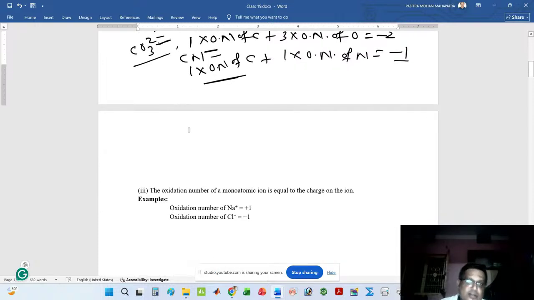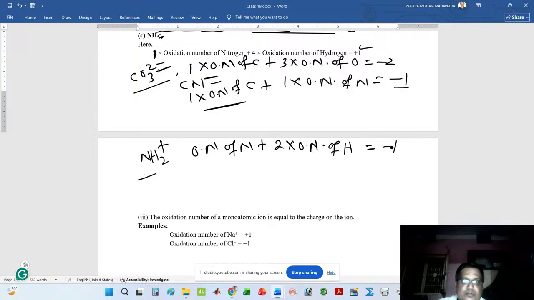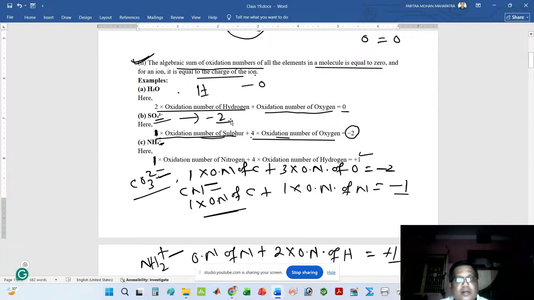So here I can write plus 1. You can take another example of a positive radical. Suppose think about NH2 plus. Here you can say that oxidation number of nitrogen plus 2 into oxidation number of hydrogen is equal to plus 1. The charge is plus 1, so here you can write plus 1. Like this example, you can clearly understand the meaning of this rule.